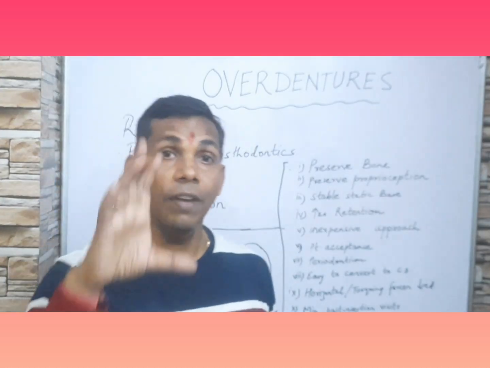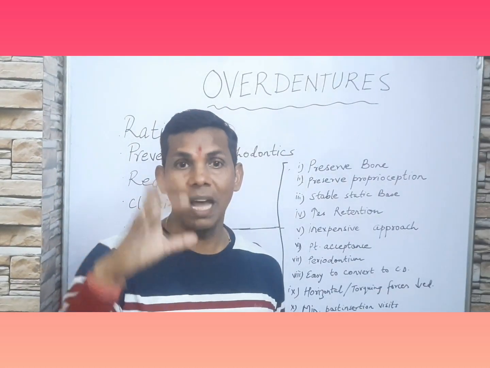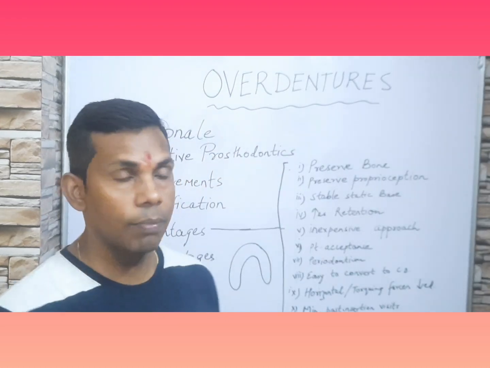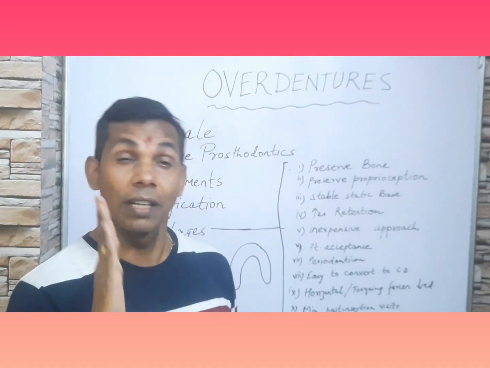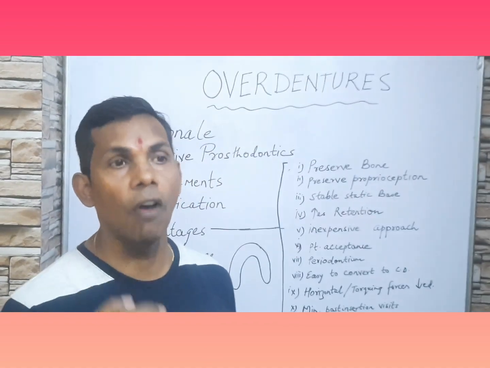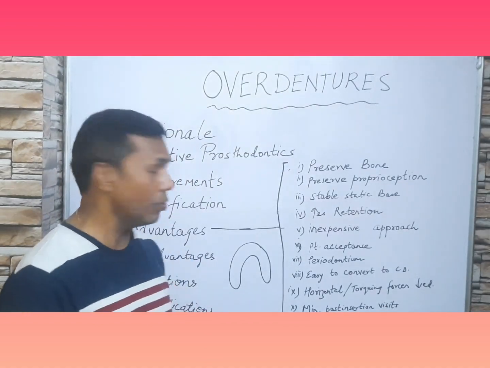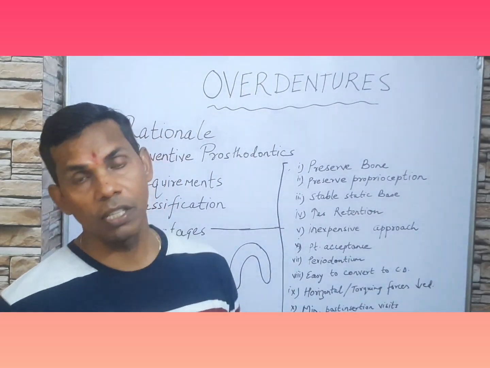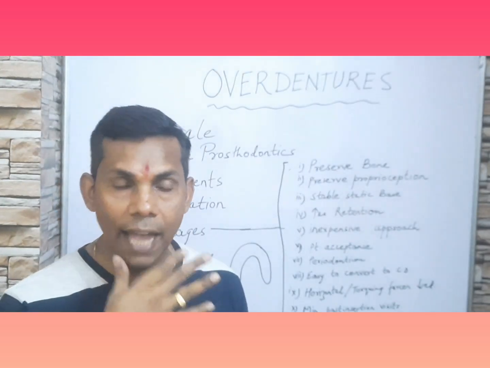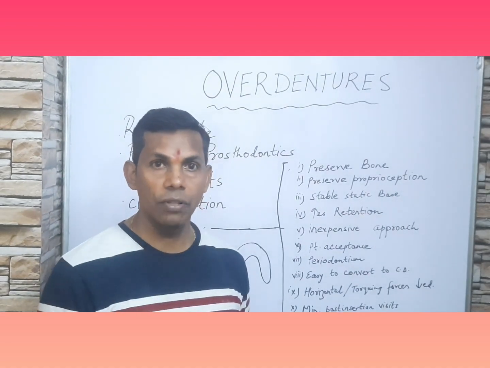Next, horizontal or torquing forces are reduced. As I told you, if you are reducing the lever arm by reducing the crown root ratio, that means the amount of horizontal or torquing forces is greatly reduced, and the mobility of the tooth or root is also reduced.